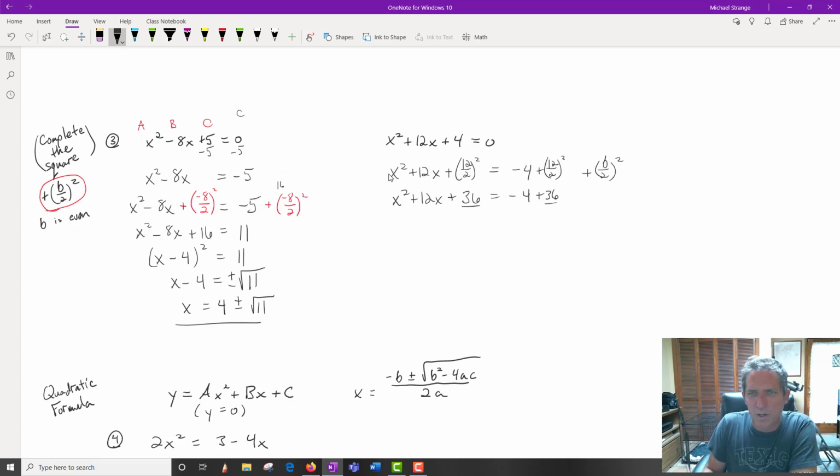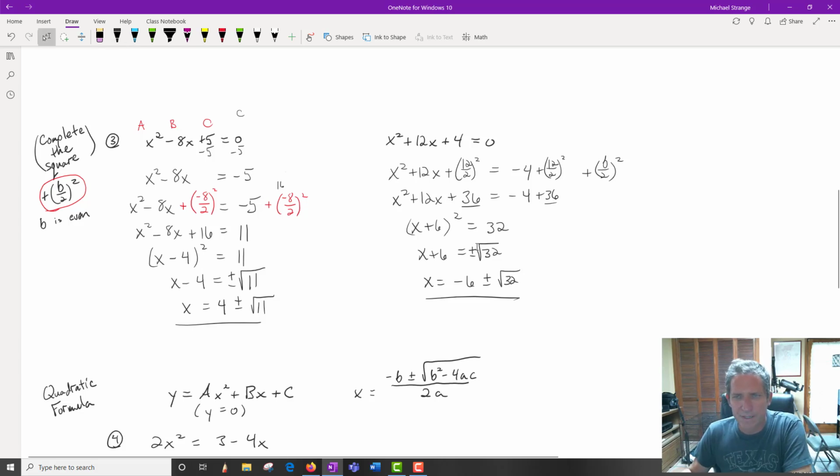But now we have a perfect square on this side. 6 times 6 is 36, and 6 plus 6 is 12. So we get x plus 6 squared is equal to 32. Again, taking the square root, we get x plus 6 equals root 32, plus or minus. So x is equal to negative 6 plus or minus the square root of 32. And there's your two solutions.